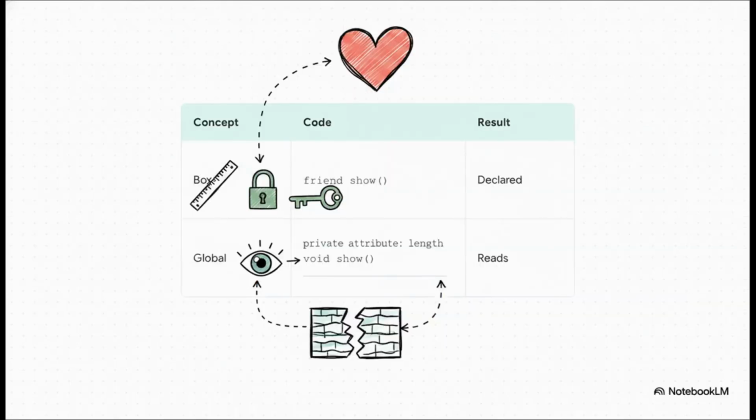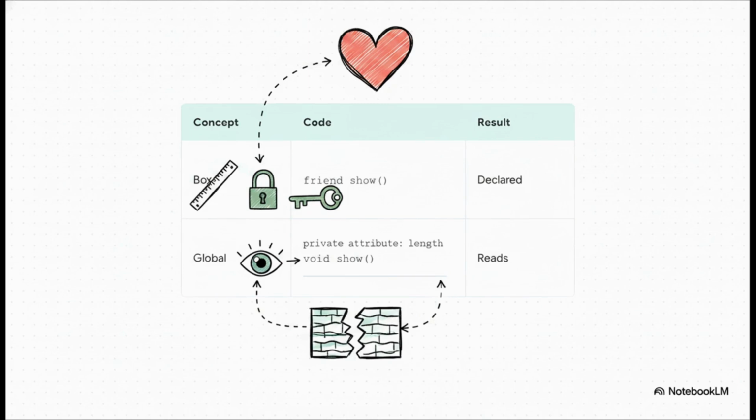Let's visualize this with some real-life code syntax. Imagine a class called box with a highly guarded private attribute called length. Inside box, we declare friend void show. By doing this, box is basically telling the compiler, hey, there's a function out there called show and I trust it completely. Now, we can create a global function entirely outside of the box class, just called void show.